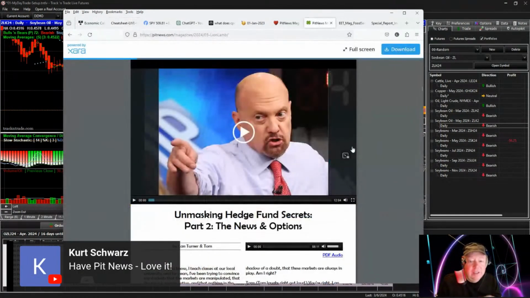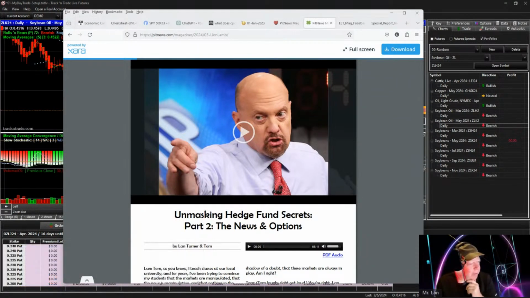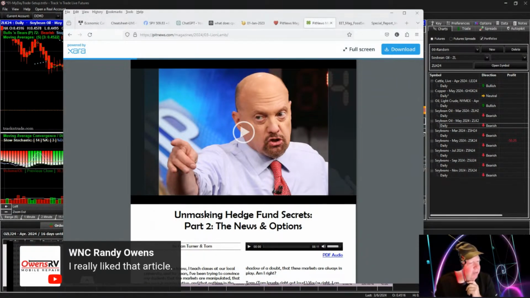But let's go back to the magazine. That article, I really liked that article. W.C. Randy said he really liked it. So Kirk says he's heard of that before, but yeah, so it's in the magazine if you guys haven't seen it.